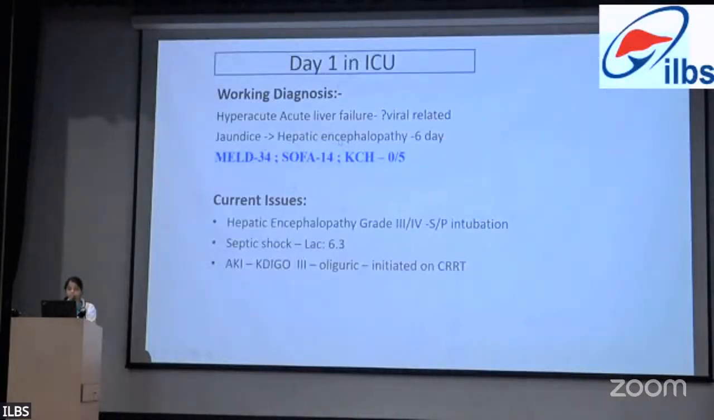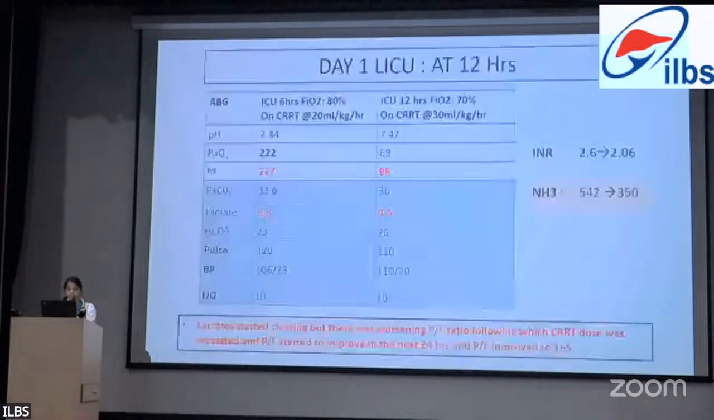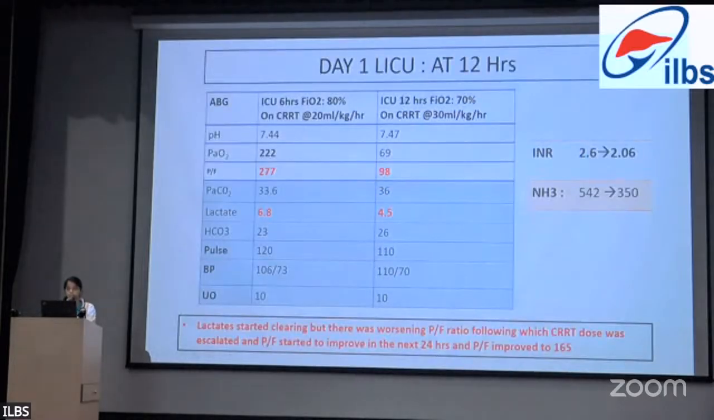So his first day in ICU: hyperacute ALF, acute viral related, jaundice to HE was 6 days, MELD of 34, SOFA 14, and KC at 0/5. He was intubated in view of HE grade 3-4, and he had septic shock with lactates of 6.3. He had AKI KDIGO 3. He was initiated on CRRT. He also had oliguria.